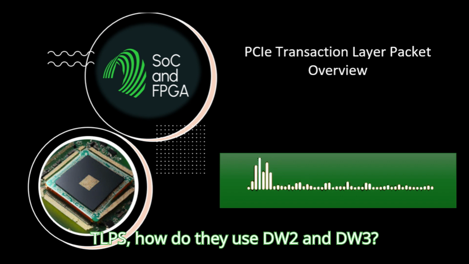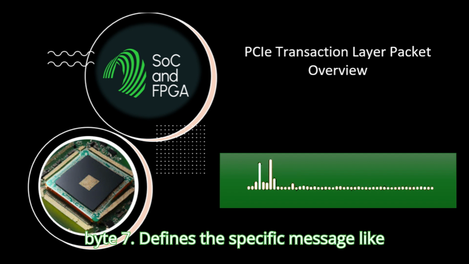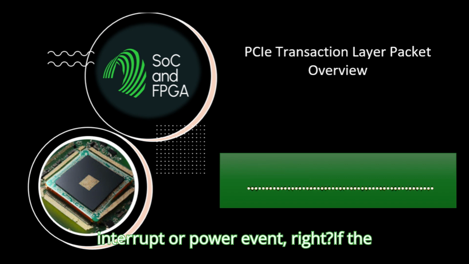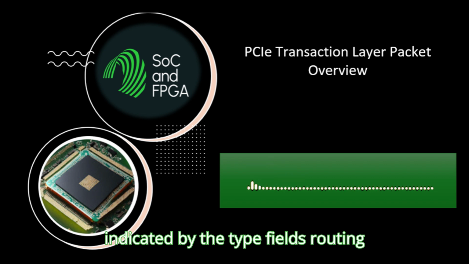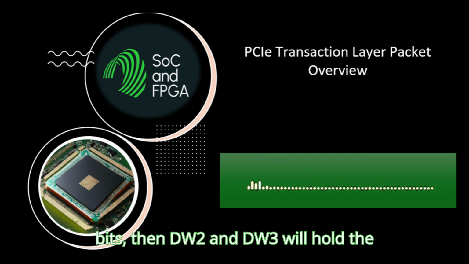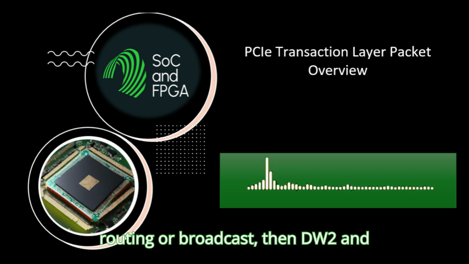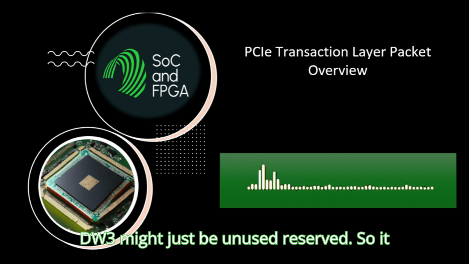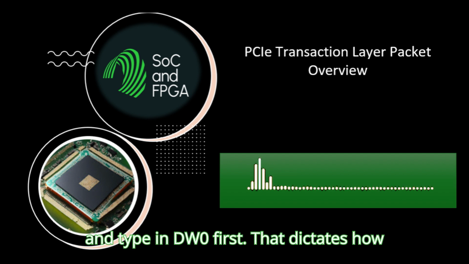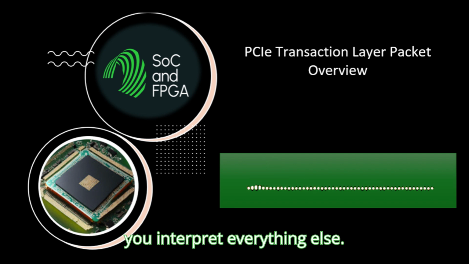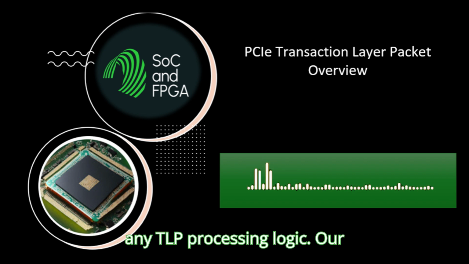Yeah. And for message TLPs, how do they use DW2 and DW3? Well, the actual message code is in DW1, byte 7. It defines the specific message, like an interrupt or power event. Right. If the message uses address-based routing, indicated by the type field's routing bits, then DW2 and DW3 will hold the destination address. But if it uses ID routing or broadcast? Then DW2 and DW3 might just be unused, reserved. So it really all hinges on decoding FMT and type in DW0 first. That dictates how you interpret everything else. Absolutely. That's the starting point for any TLP processing logic.